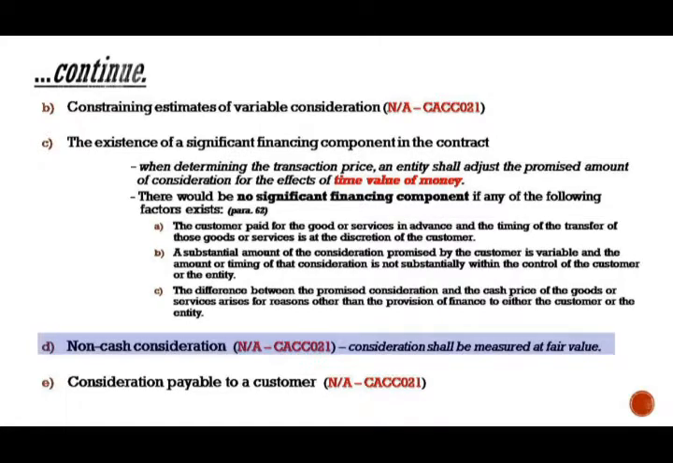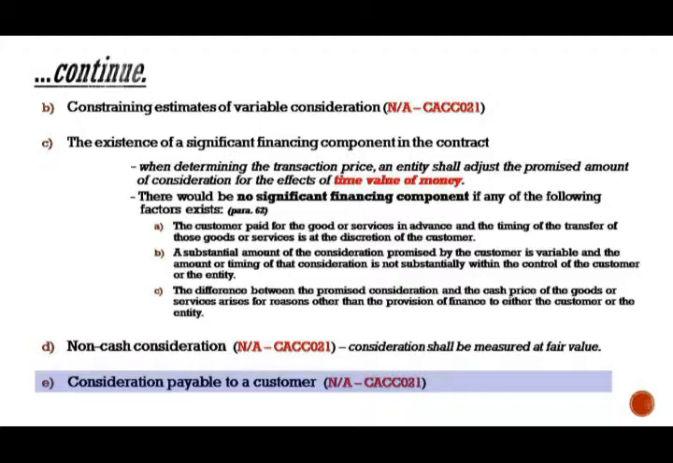Number D, we also need to look at non-cash consideration. Non-cash consideration, it's when we pay in kind instead of paying in money. Lastly, there is other consideration payable to a customer. We have to refund the customer. When you calculate the transaction price, you have to consider that.